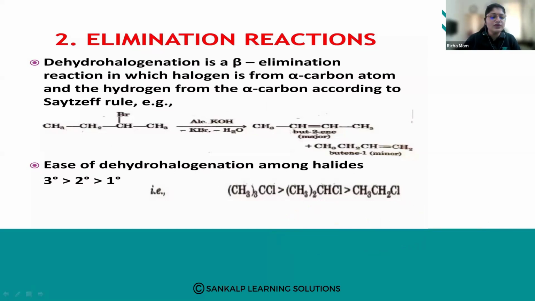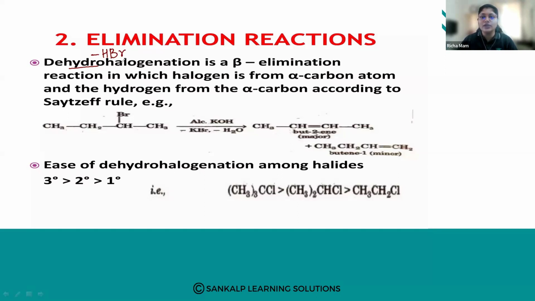The first is the elimination reaction. What do you mean by elimination reaction? Elimination means removal, the removal of some atoms. Here it undergoes dehydrohalogenation. What do you mean by dehydrohalogenation, students? Hydro means hydrogen, so it is the removal of one hydrogen and one halide.